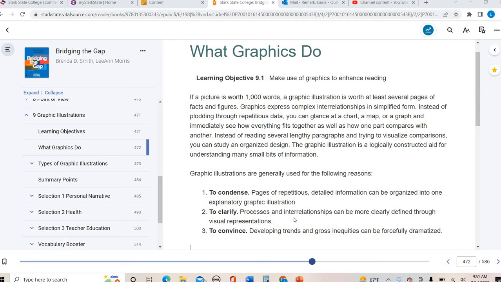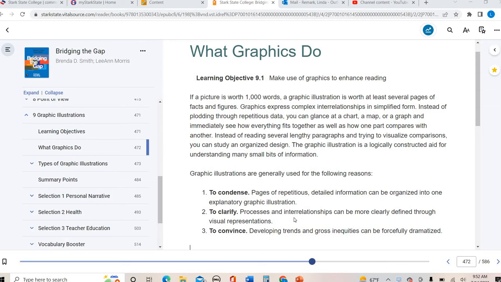So graphics are visuals that represent information, and I will have students who say that they either skim over or completely skip over graphics, which it is common to do that, I'll admit. But especially if you're a visual learner, graphics are extremely important.